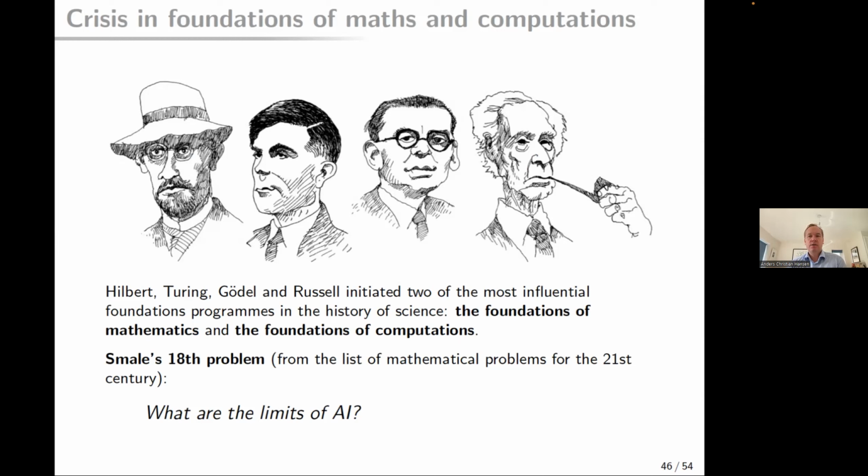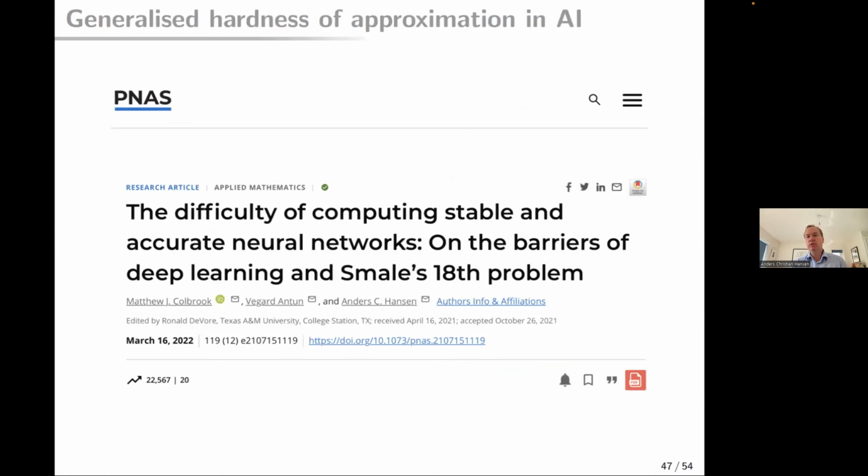And it's thin, even though it is one of the problems on Smale's list of problems for the 21st century, where essentially he makes the argument about the importance of understanding the limits of AI, of course, building on the great tradition of understanding the limits in mathematics and computations. So now I want to put this in perspective to the results that I've talked about today.